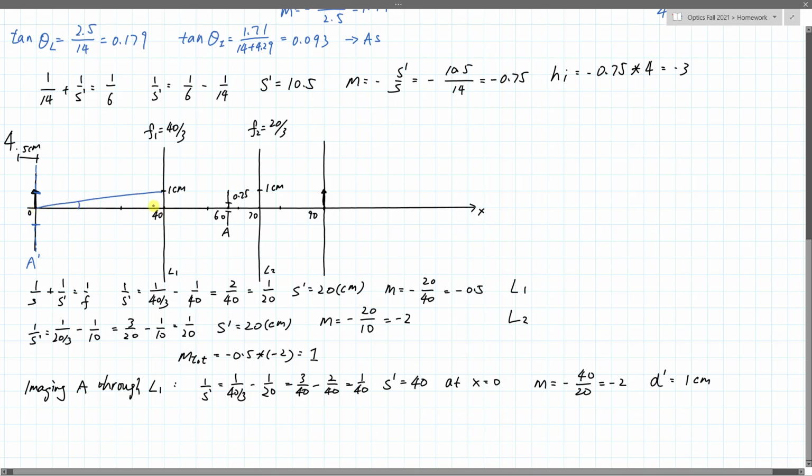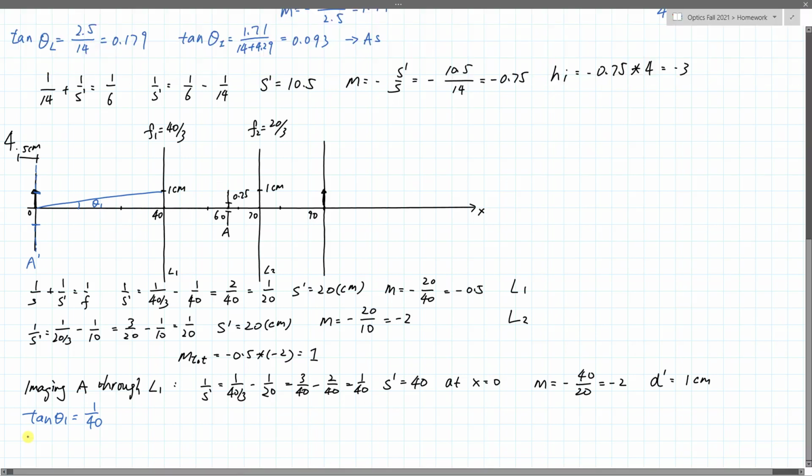That's for L1. So tangent theta 1 is 1 centimeter over 40 centimeters. I'll just leave that as is. Okay, so let's consider the effect of the second lens. I think the second lens will not be the limiting factor either. If I think about that, this is how it works. The second lens needs to image through the first lens, but let's do that.